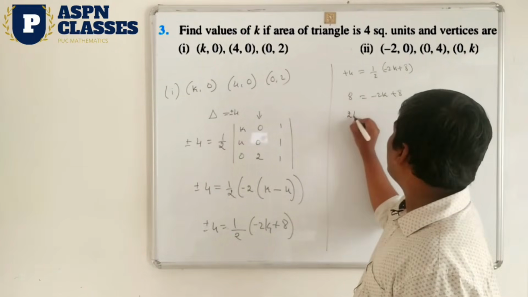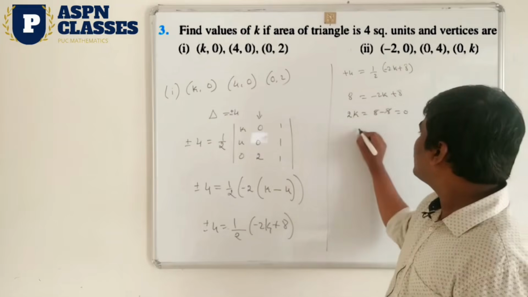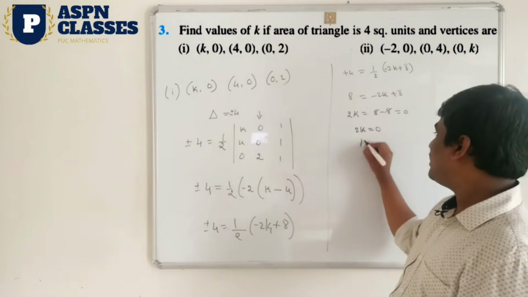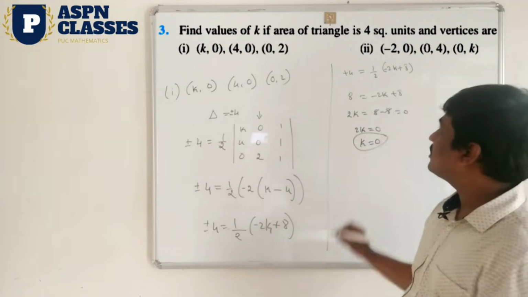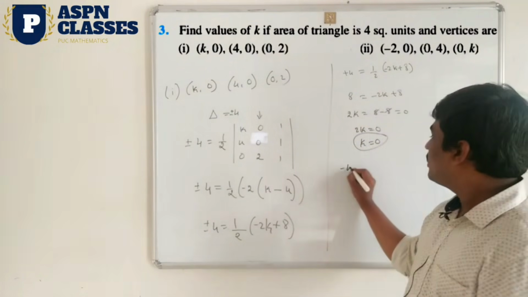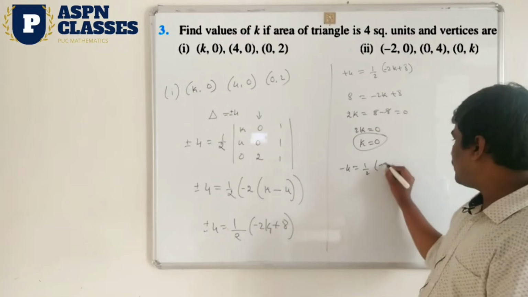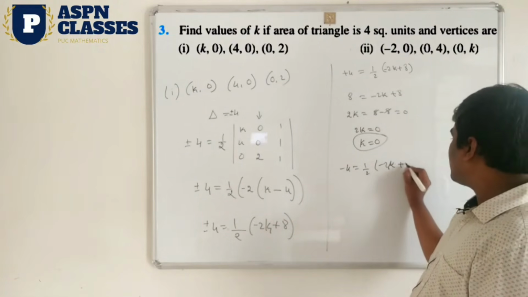It means this is 2k is equal to 8 minus 8. It means you get the answer 0. Then 2k is equal to 0. Then k is also equal to 0 is the answer. When you take the result plus 4, the same result you take as minus 4. Then what is the answer? Again 1 by 2. Here minus 2k plus 8.